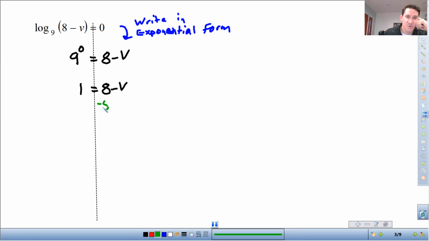So from here, I'm going to subtract 8 from both sides. 1 minus 8 is -7. Well, negative b, and then I'll divide both sides by -1. -7 divided by -1 is +7, is equal to positive b.